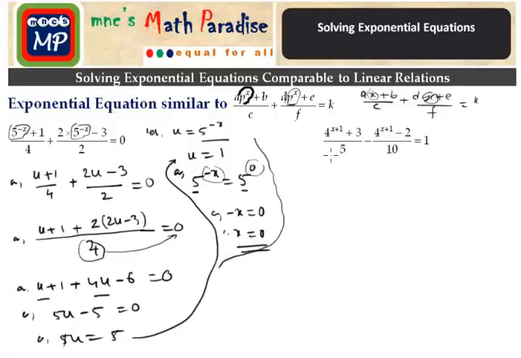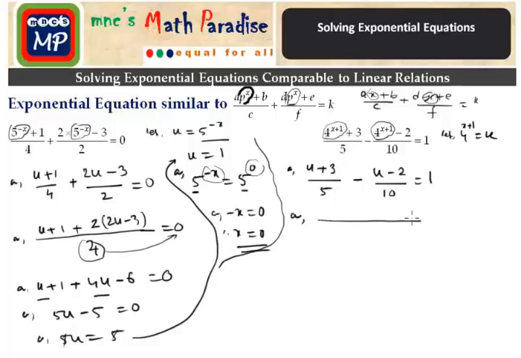Let us do another example. Here the first term has the exponential term 4 to the power x + 1. The second term also has the exponential term 4 to the power x + 1. So they are the same. So we will replace this 4 to the power x + 1 by a variable u. So we are getting here (u + 3)/5 - (u - 2)/10 = 1. So this is now a fractional linear equation in terms of u. So we will now solve for u.